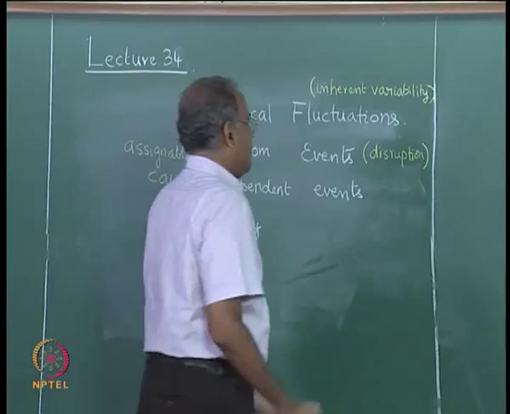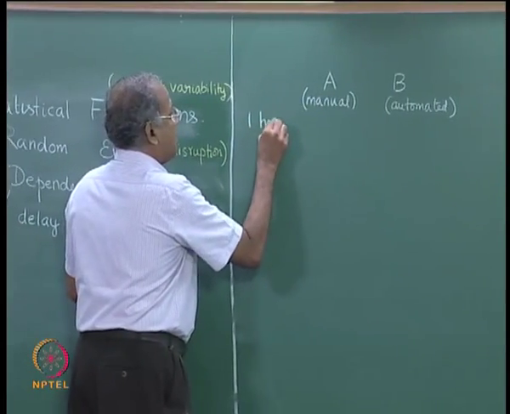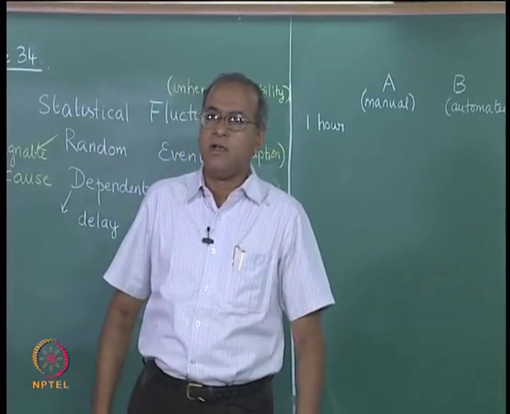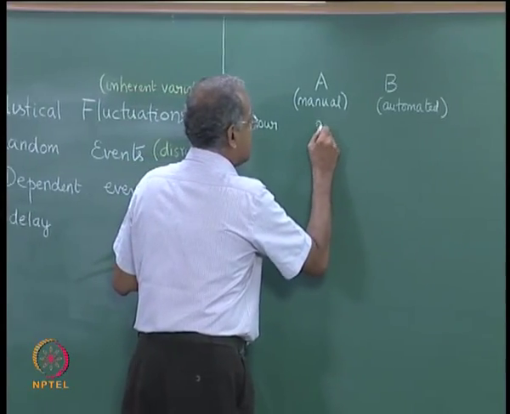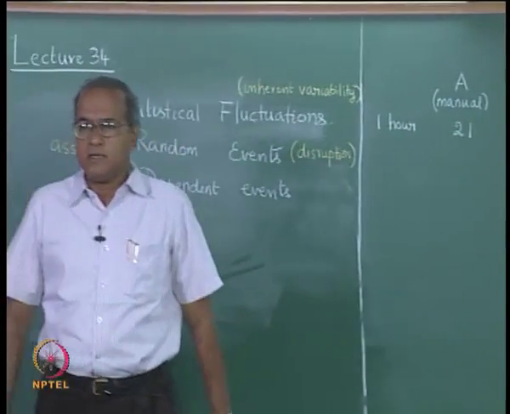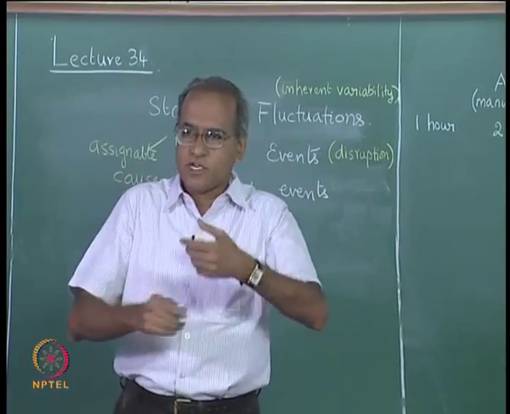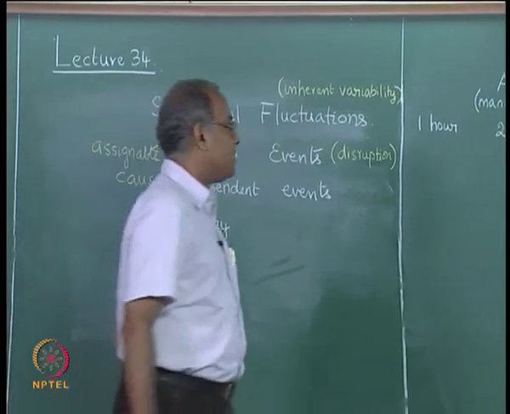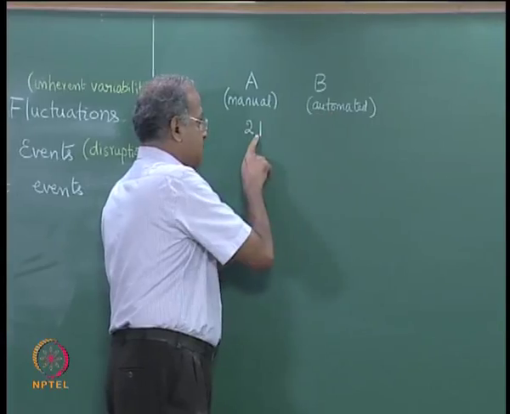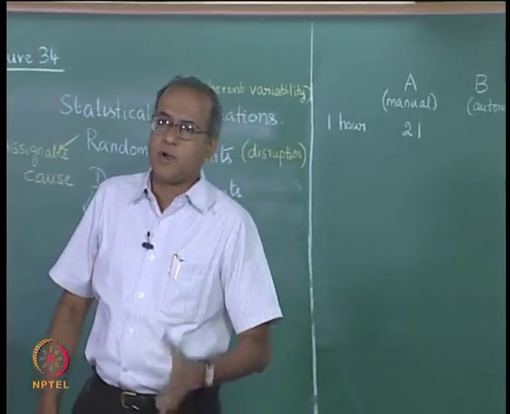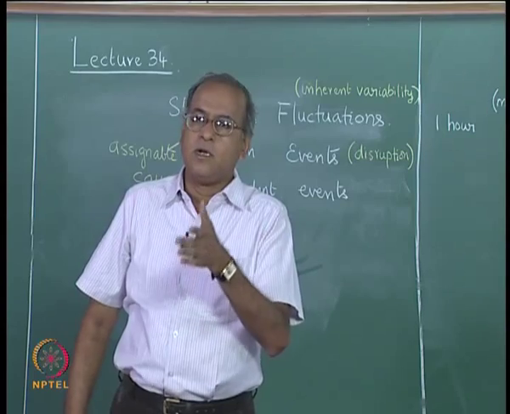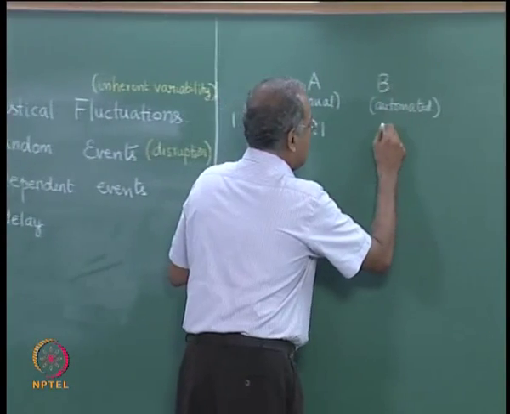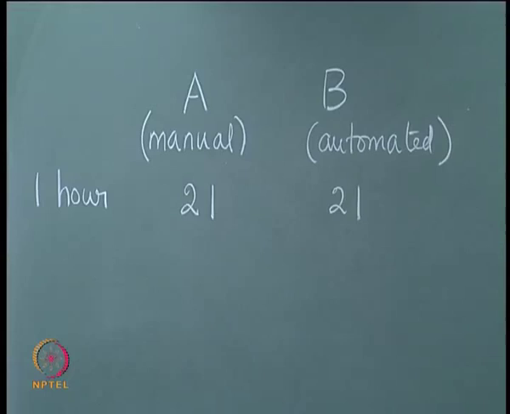So, we will assume that in the first hour A is a manual process and the person who does the manual work can do 25, but due to some fluctuations the person is slow and is able to do 21 per hour. Now, in the first hour B receives 21 from A. The automatic process can do 25, but it has received only 21, so it will do 21 at the end of the first hour.